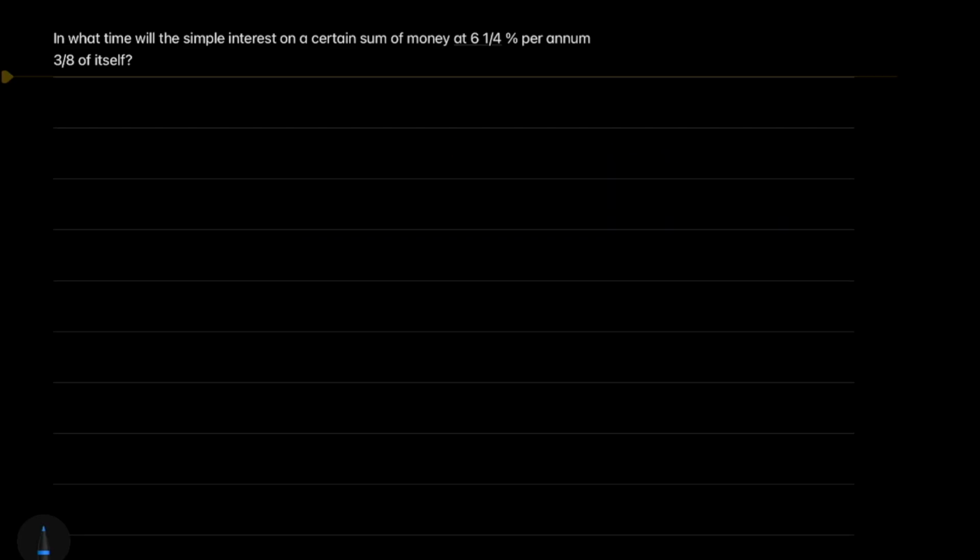So in this question, it asks, in what time will the simple interest on a certain sum of money at 6 1/4 per annum interest become 3/8 of itself? So this is a question where we don't know the value of the simple interest or the principal, and we actually don't need that. And you'll see that through our process below. Let's take the principal amount to be P. We know that the rate is 6 1 by 4% or 6.25%. Our time is what we need to calculate, and our simple interest is 3/8 of the principal. And we need to find the time.